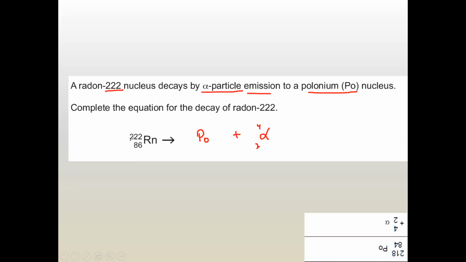Now what happens when there's an alpha decay? What happens to the mass? The nucleon number decreases by 4. So if originally it is 222, 222 minus 4, it will turn out to be 218. And what happens to the atomic number or the proton number? It decreases by 2. So 86 minus 2, it will be equal to 84. So this is how we complete the equation for emission of alpha particle from the nucleus.